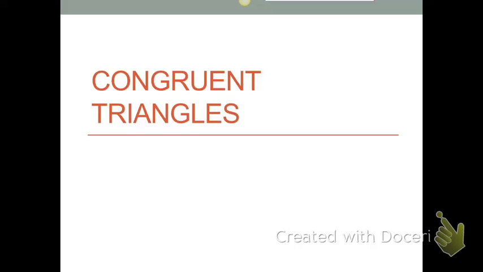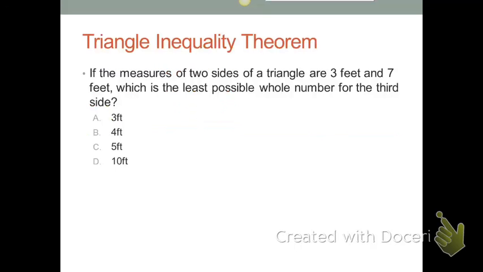Our next video is going to talk about congruent triangles, but first let's continue something we did on Friday in class. We talked about the triangle inequality theorem. So what if we had a question like this, where if the measures of two sides of a triangle are 3 feet and 7 feet, which is the least possible whole number for the third side?